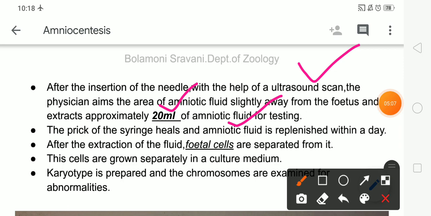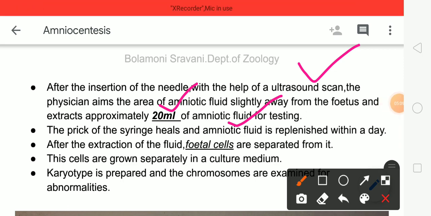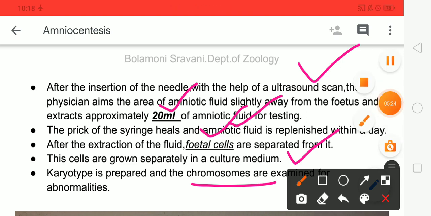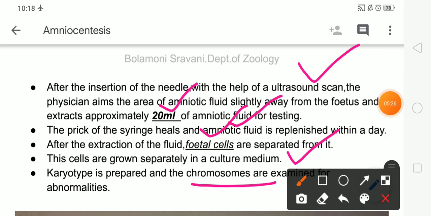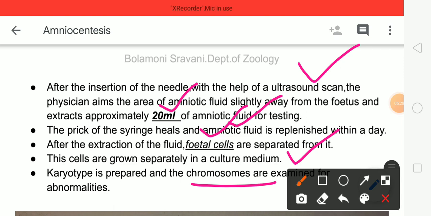After extraction of the fluid, the fetal cells are separated from it, and these cells are grown separately in the culture medium, and the karyotype is prepared and the chromosomes are examined for abnormalities. Karyotype is the process by which photographs of the chromosomes are taken in order to determine the number of chromosomes and the abnormalities of chromosomes. This is about karyotyping.